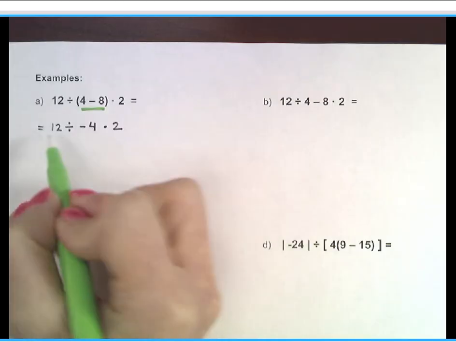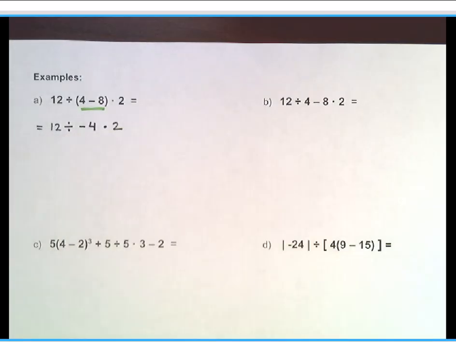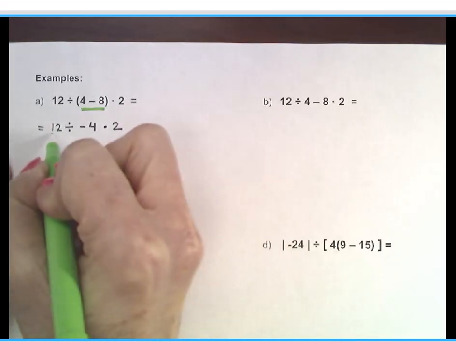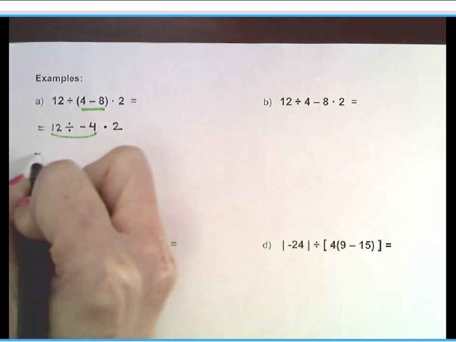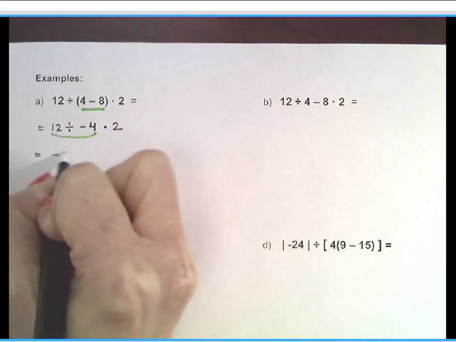Okay, now as I go from left to right, I don't have any exponents, right? So parentheses are gone. I don't have exponents. Now I'm going to do multiplication and division as they come from left to right. So as I go from left to right, this is the one I do first. And 12 divided by negative 4 is negative 3.